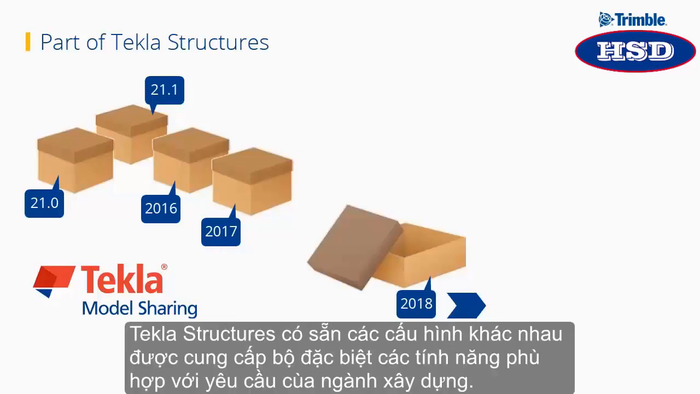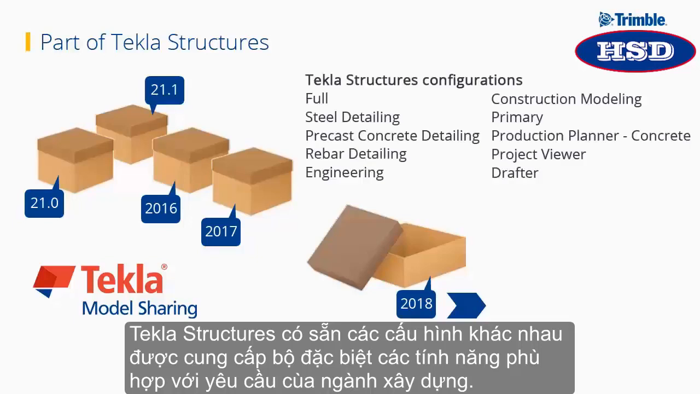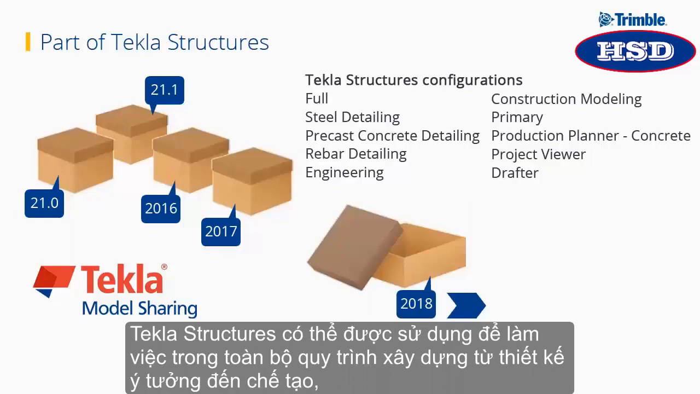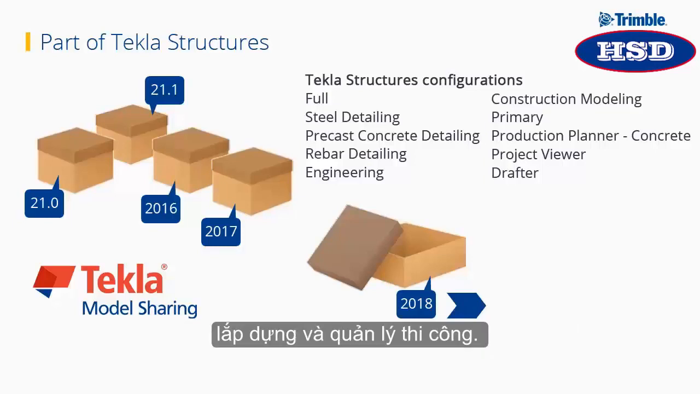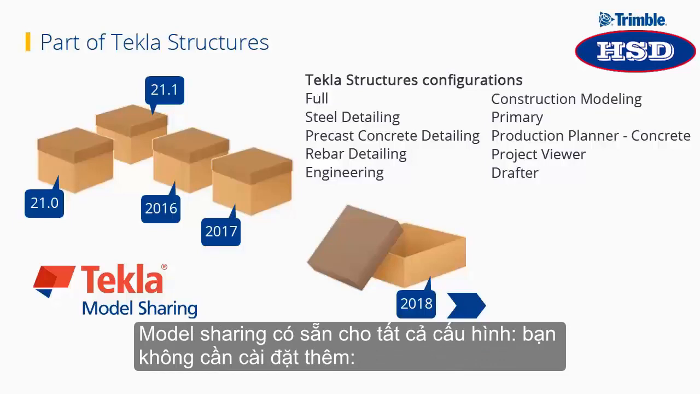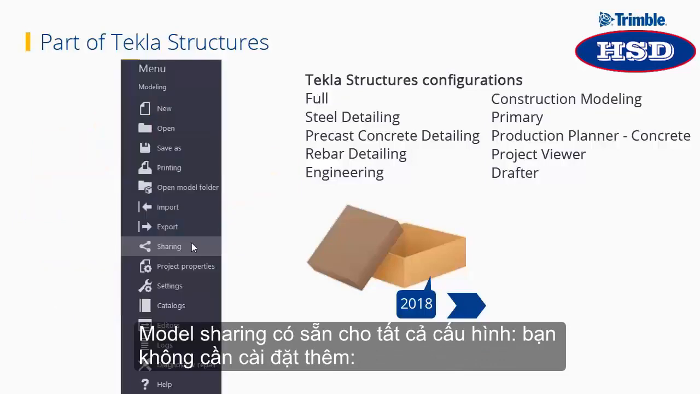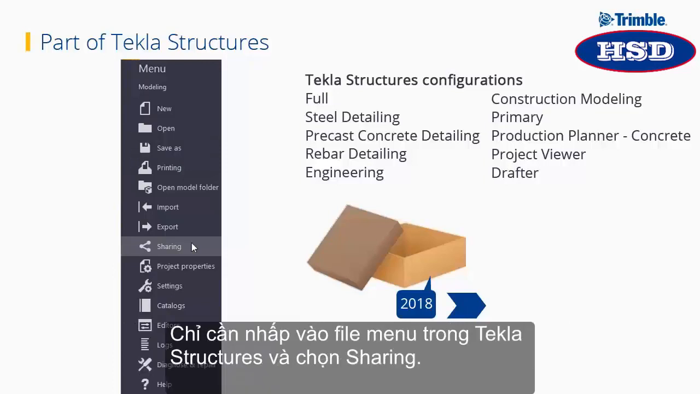Tekla Structures is available in different configurations that provide specialized sets of functionalities to suit the needs of the construction industry. Tekla Structures can be used to cover the entire building process from conceptual design to fabrication, erection, and construction management. Model sharing is available with all configurations. You don't need to install anything extra, just go to the File menu in Tekla Structures and select Sharing.